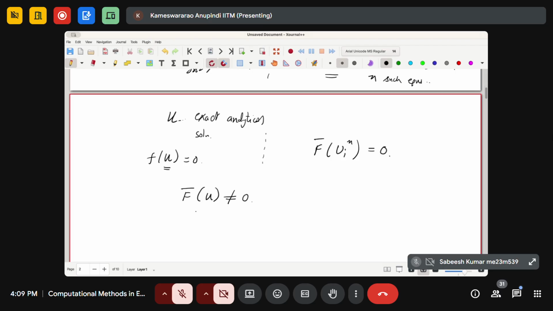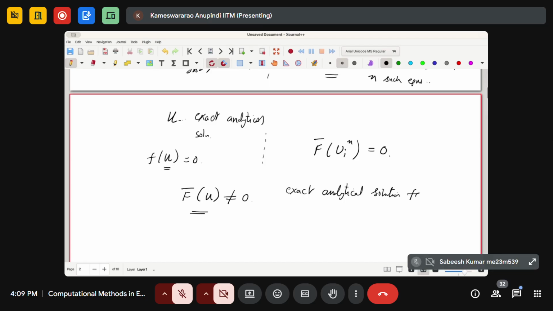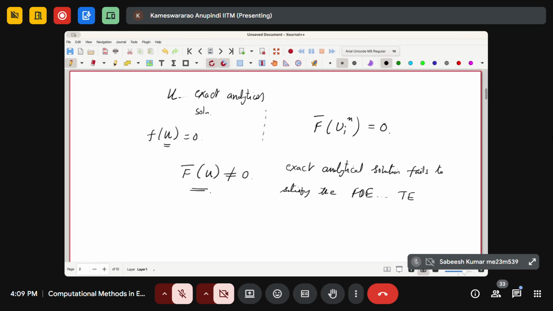And then we said the amount by which the exact analytical solution fails to satisfy the finite difference equation is known as the truncation error. That means this is not equal to 0, and what that value is, by which it is not equal to 0, is the truncation error for this problem. F of little u is the truncation error.